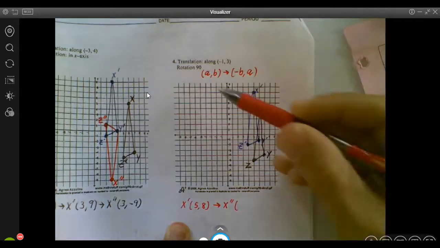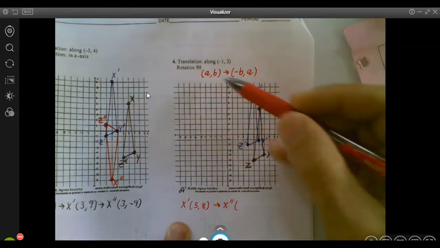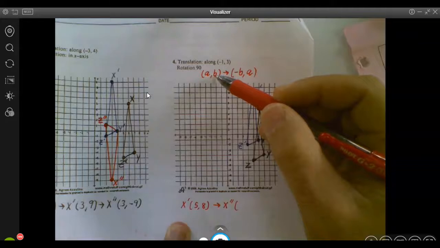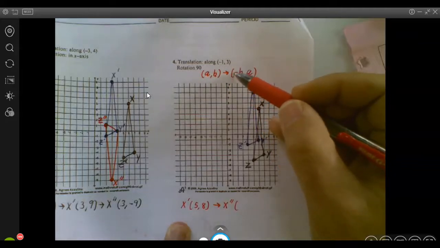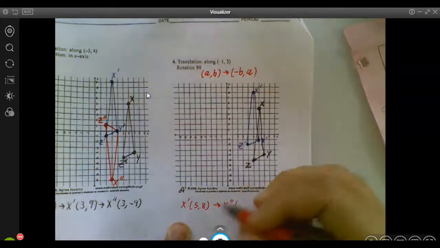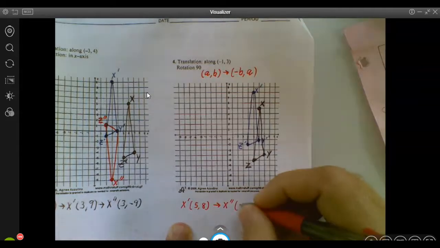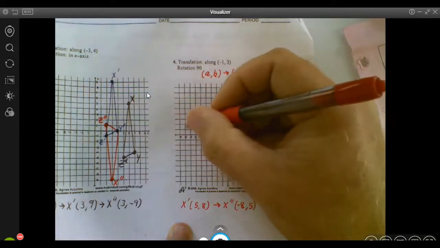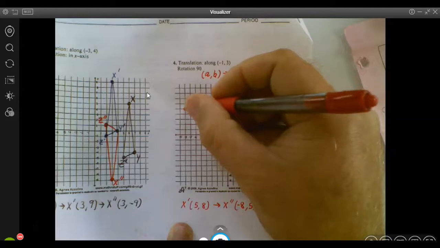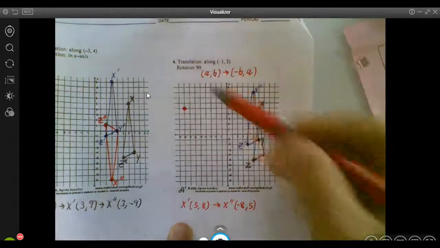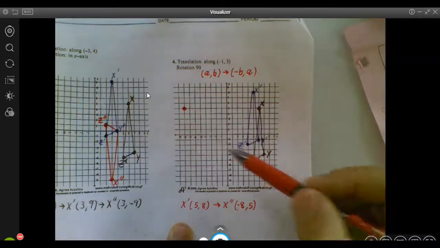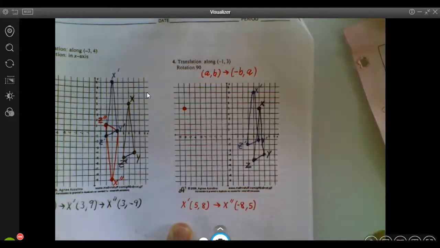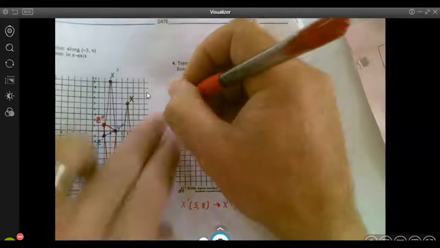So if I apply this rule, remember this means they're going to trade places, and the guy that was here, as he goes to the front, is going to change signs as well. So my 8, 5 are going to switch, but as the 8 comes to the front, he is going to become negative 8. And so here's where X double prime should end up. And again, 90 degrees means they should all move 1 quadrant in my counterclockwise direction. And so that worked out just like I expected it to.